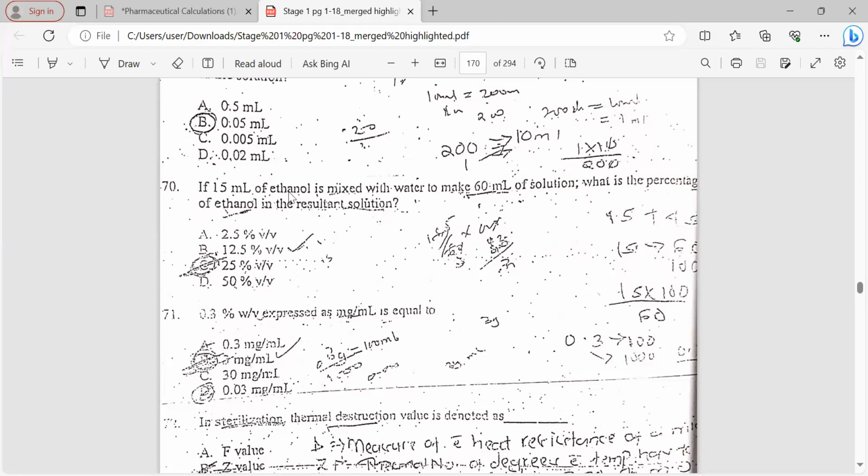So per ml it comes to 3 milligrams per ml. You can start from converting either side, or you can start by converting 3 grams in 100 mLs. So 1 ml will have 0.03 grams. Then you just convert the 0.03 grams to milligrams. So you get, as Letina said, 3 milligrams per ml.